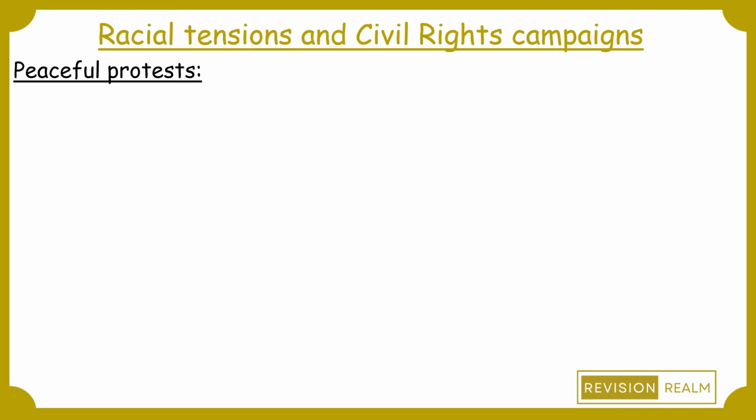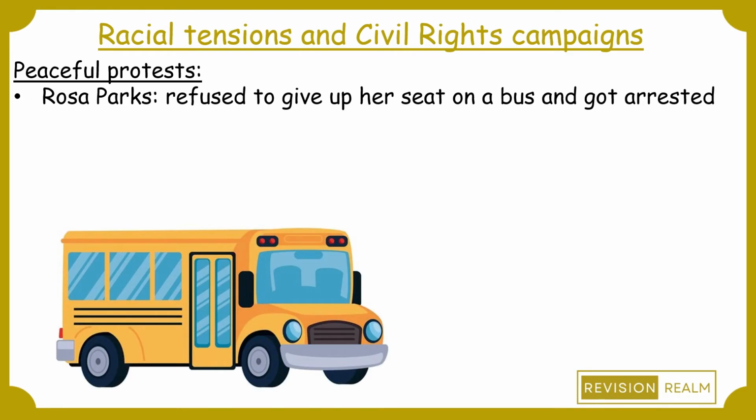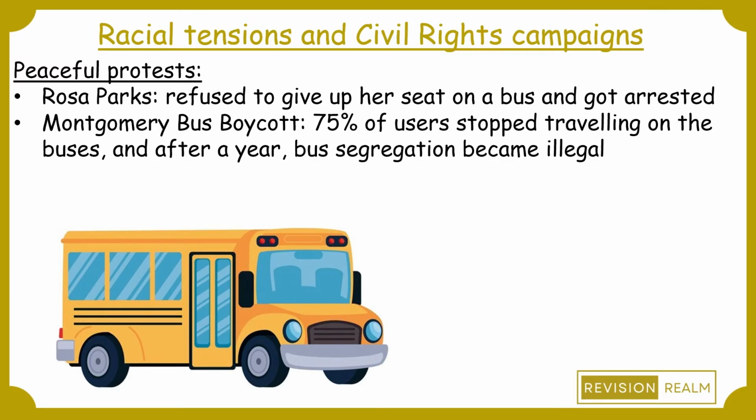Peaceful protests also played a part in the civil rights movement during this time, like when Rosa Parks refused to give up her seat on the bus for a white man in 1955. She was arrested for this refusal to move out of the white-only section, but this sparked large protests known as the Montgomery bus boycott, as Rosa Parks was the secretary of the NAACP.